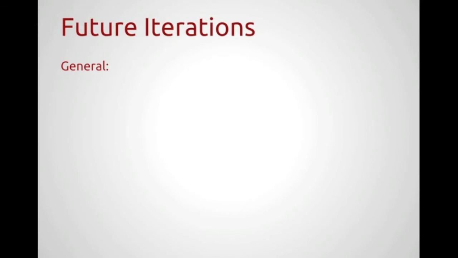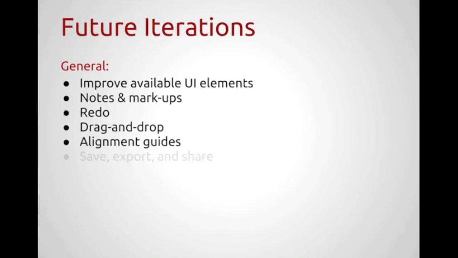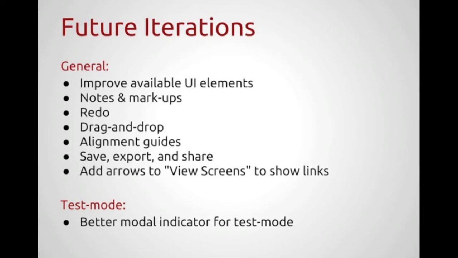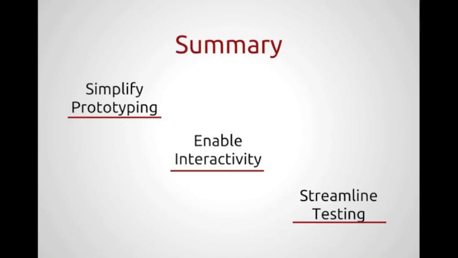For future iterations, we'd like to improve available UI elements, add notes and markups, redo, drag and drop, alignment guides, the ability to save, export, and share, and we'd like to add arrows to view screens to show links between buttons and screens to better demonstrate the flow of the app. Additionally, for test mode, we'd like to have a better modal indicator so that users know when they're in development mode or test mode. We'd also like to incorporate test mode analytics such as heat mapping and/or recording sound or video from user testing.